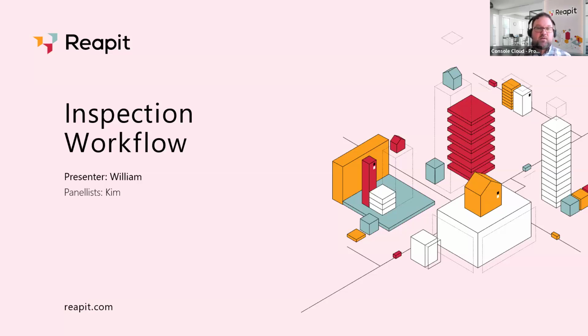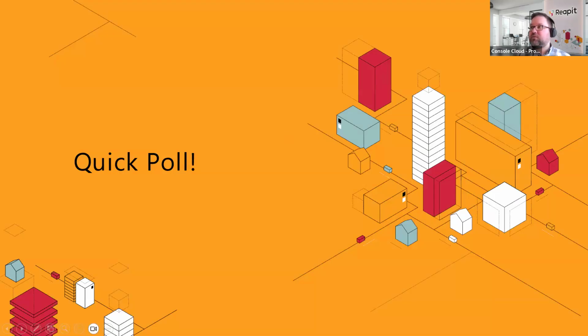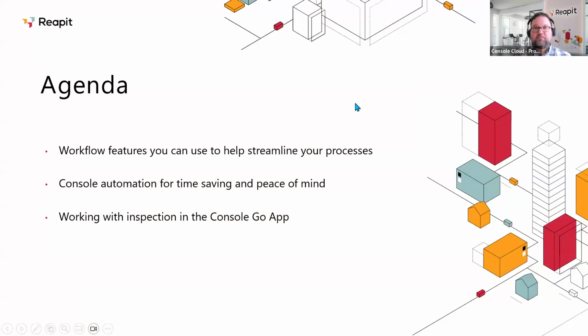Now, in today's webinar, I do have a quick poll for you first, just to get an idea about who we've got. I'm just going to throw that up on the screen now. If you just want to let me know your answers, that'd be great. What we'll be drilling into today are the workflow features around the inspection workflow, as well as the Console Go app, and how we can use a little bit of automation in there and some of those features to save on time, as well as peace of mind when we are conducting our inspections.